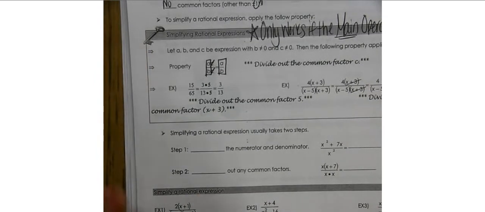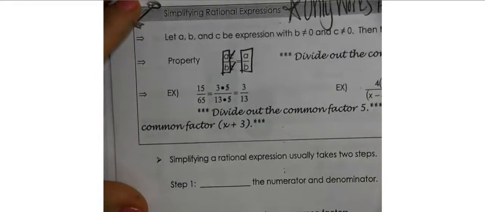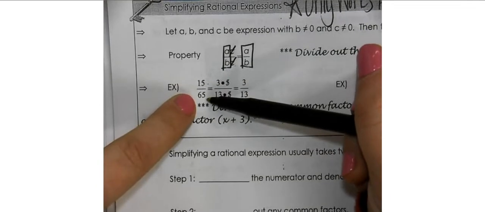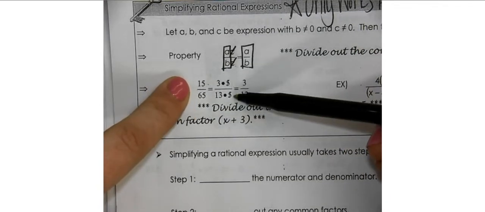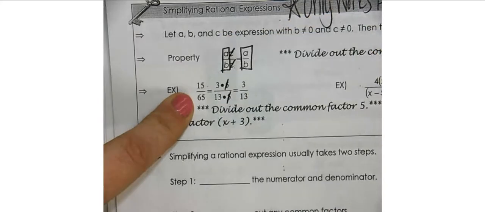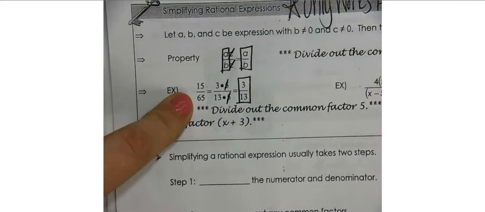So looking at the next example, it's very similar to what we did in our warm-up today. So we had 15 divided by 65. And if you were to prime factor each one of those, 15 is equal to 3 times 5, and 65 is equal to 13 times 5. Both the numerator and the denominator have in common a 5, so we divide it out or cancel it, leaving us with our answer of 3 over 13. And there is nothing further for you to do.